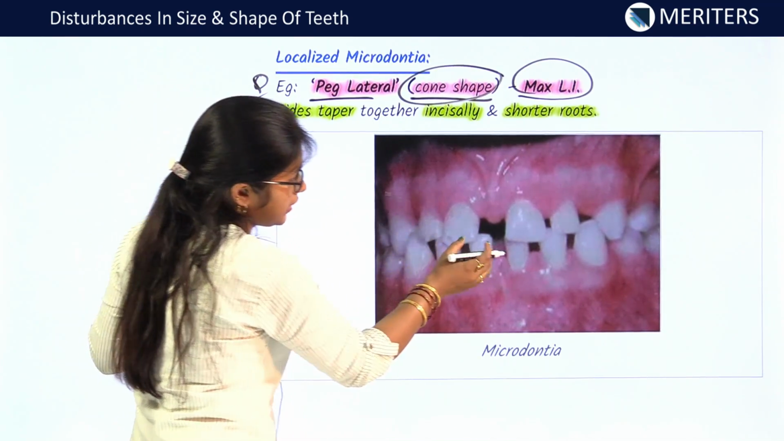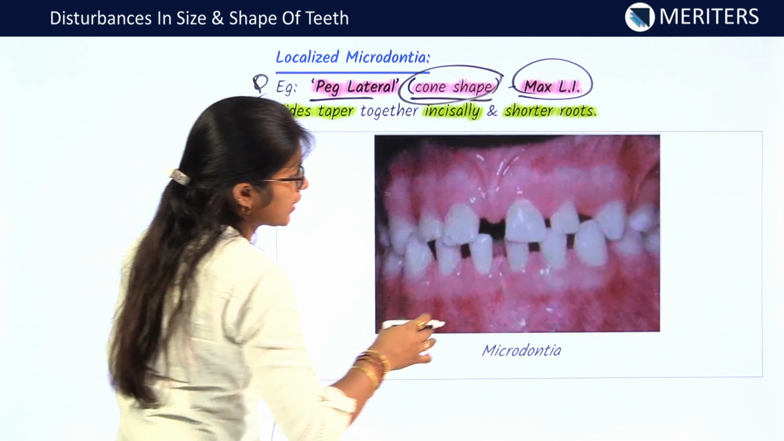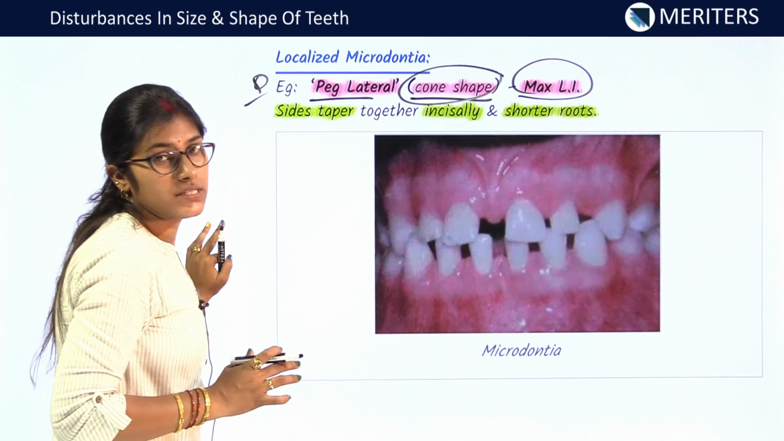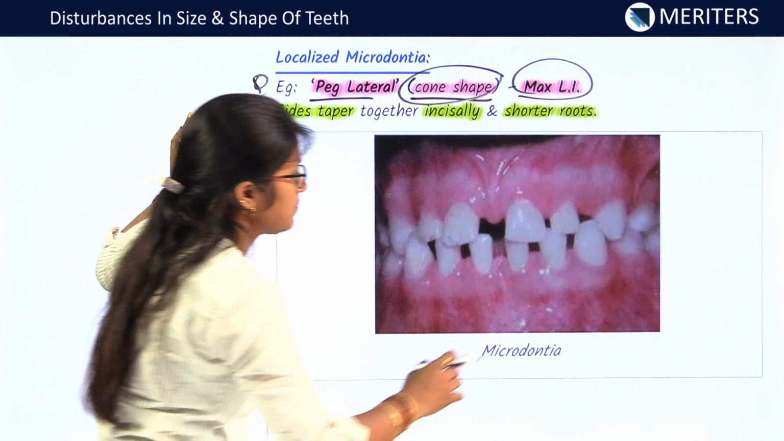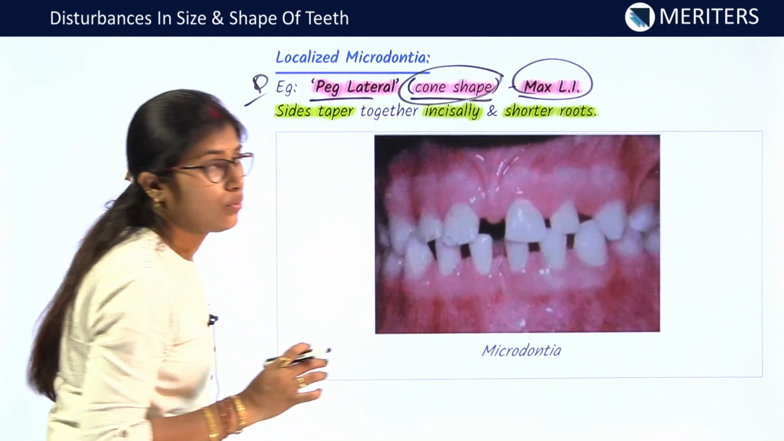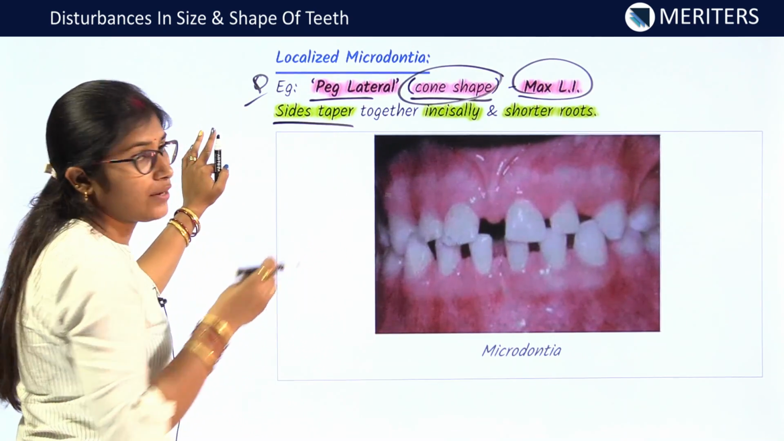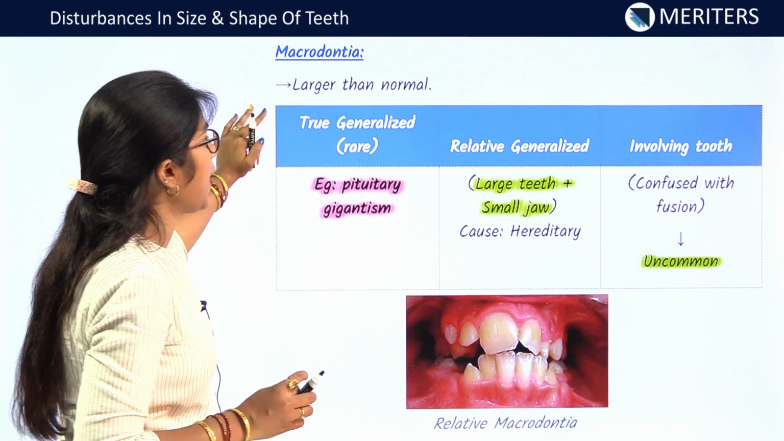This image is showing microdontia. You can see the small lateral incisor here. This is microdontia, not a case of peg lateral. In a peg lateral, the sides will taper incisally and the roots will be shorter. Now the next one we will see is macrodontia.